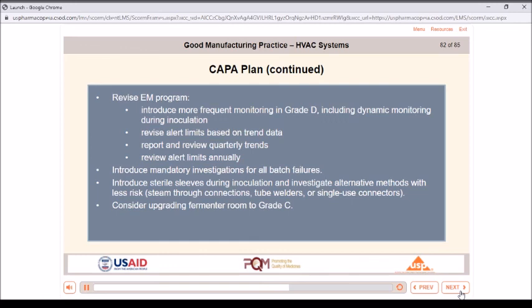5. Sterile sleeves were introduced during inoculation. In addition, a number of other methods were investigated for performing inoculation, including steam-through connections, tube welders, and single-use connections. Consideration was also given to upgrading the fermenter room to grade C, since the EM data available indicated that the room might be able to achieve this grade, particularly if the HEPAs were upgraded.